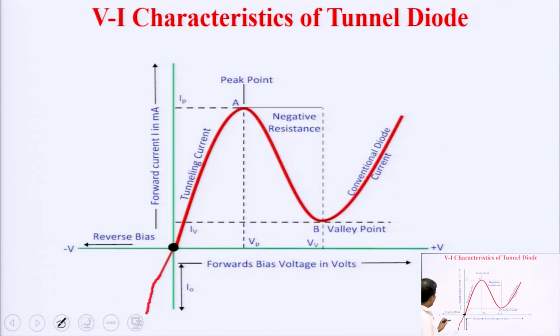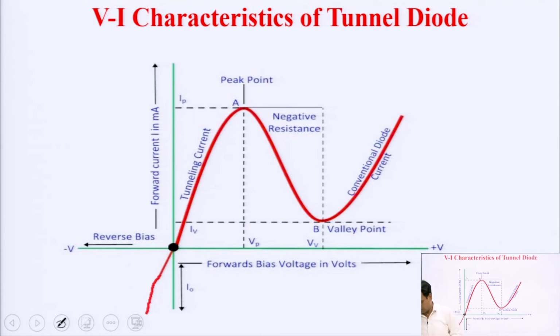This is the curve, and we can see in the reverse bias that it cannot hold the reverse voltage. As we apply the negative voltage, it gets breakdown. This means it cannot hold the reverse voltage, so we cannot use the tunnel diode for the rectifier circuit or for rectification purposes. And this is the VI characteristic of the tunnel diode, and this is the peak point, and this is the valley point. In between the peak point and valley point, this is called the negative resistance region.